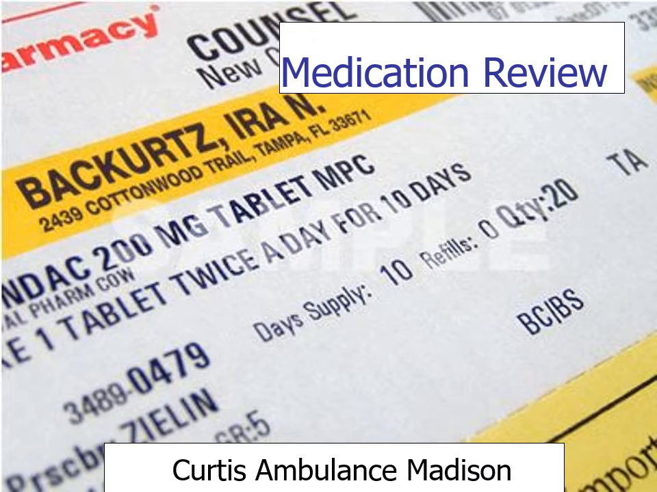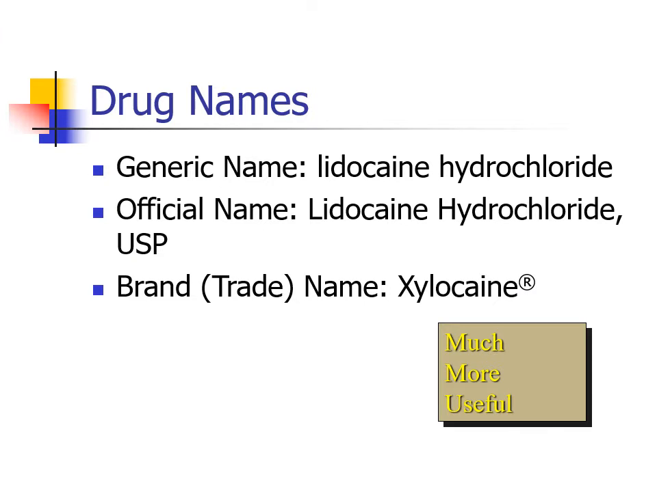Today we're going to go over medications. Drug names. There are three names a drug typically has: a generic name, an official name, and the brand name.